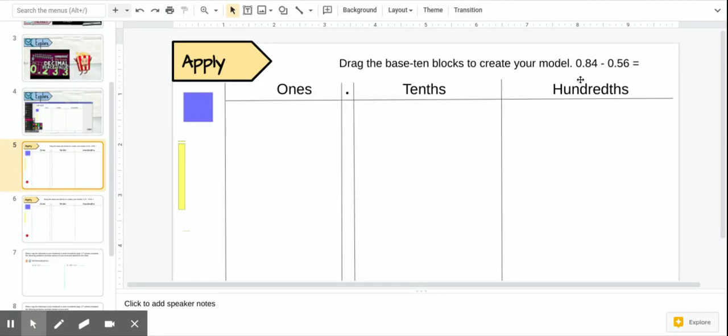Hi, boys and girls. Today we're going to subtract decimals using models.